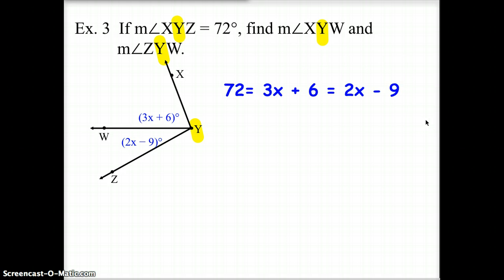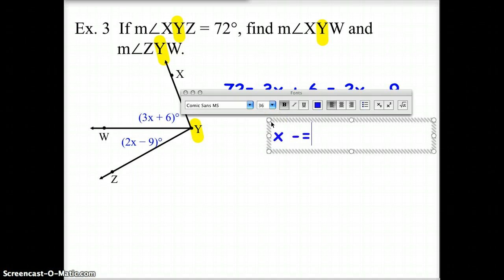So now we just have an algebraic equation. Finish this one on your own. Combine your like terms and solve for x. Pause your video at this time. You should have gotten an x value of 15.